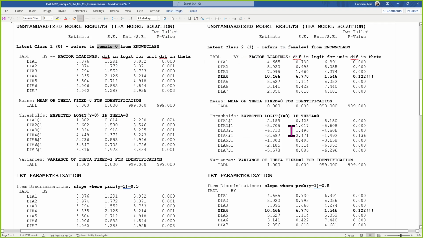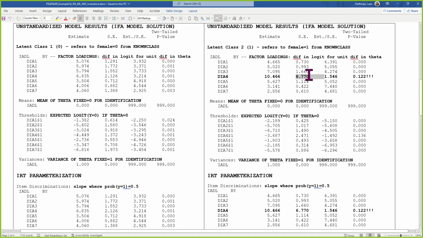I wanted to point out something that happened in the output that I got no warnings about. This right here. Can you guess why I put exclamation points and put it in bold? You see anything odd about the loading for item 4 in the women? It's 10 probits. So it's a 100% chance. A 1 unit change in theta is equal to 10 probits. But is it really 10?